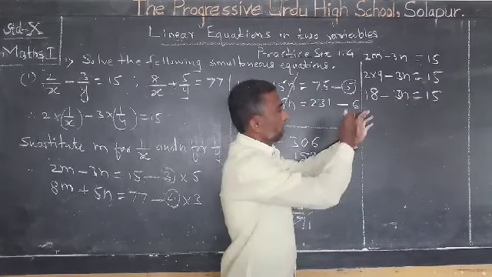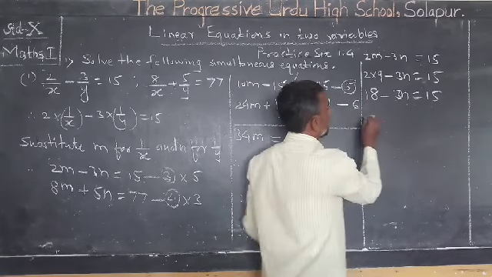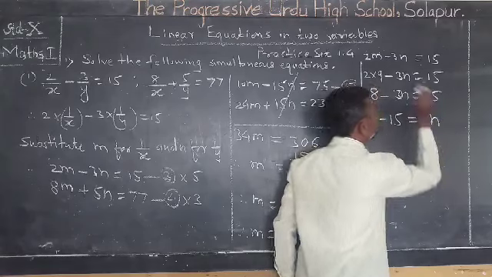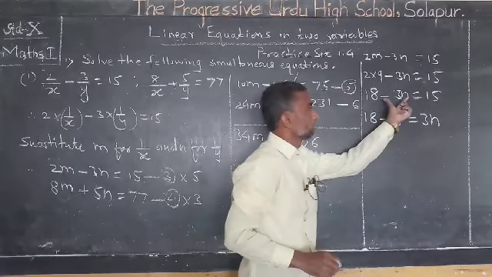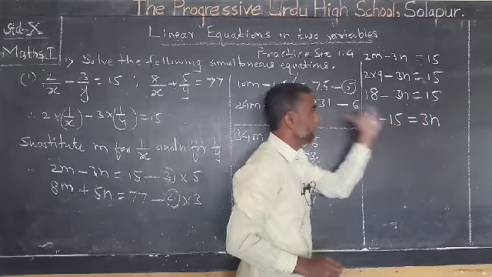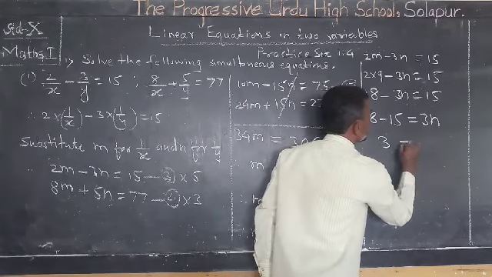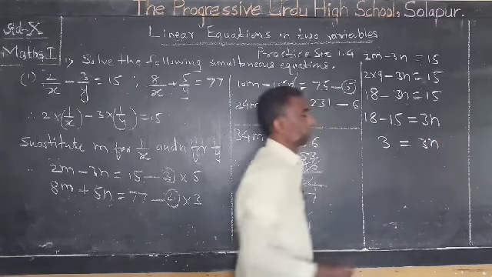Now, take it to right hand side. Therefore, 18 minus 15 is equal to 3n. It will become plus, it will become minus. Now, 18 minus 15, 3 will remain. 3 is equal to 3n.